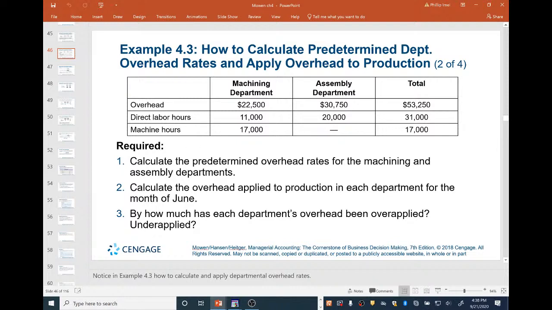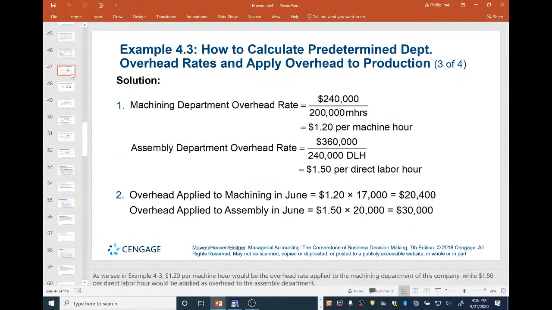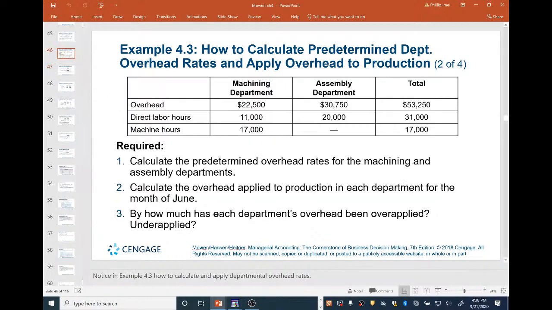Make sense? Okay, for number two, calculate the overhead applied to production in each department for the month of June. So for the month of June, the first thing we have is the rate, right? We found the rate in part one. So remember, this is just the predetermined overhead rate times the actual activity level. Remember, actual activity level. So now we have to go back to this slide. We have the rates we just found from step one. Now the actual activity level we have is right here.